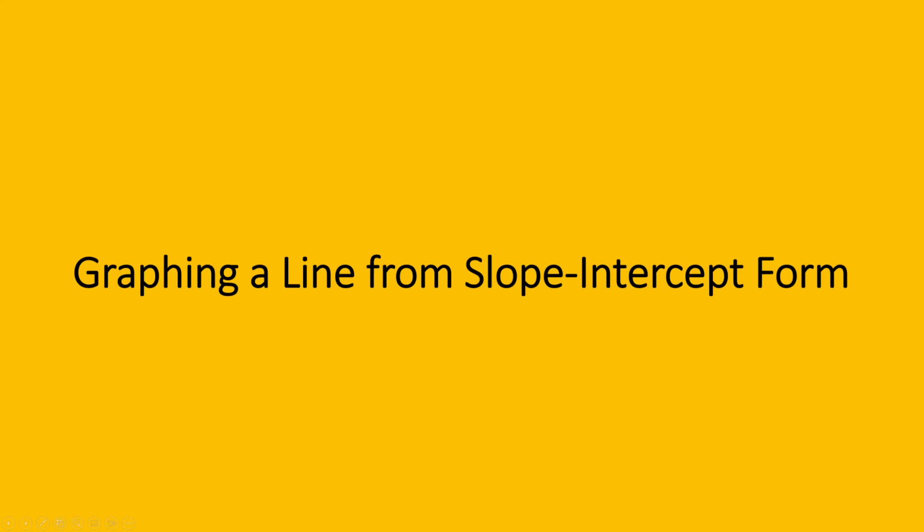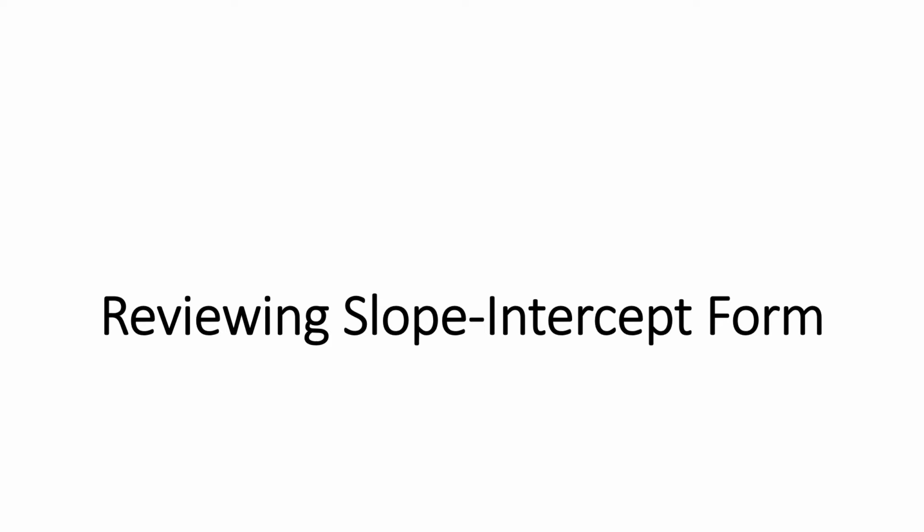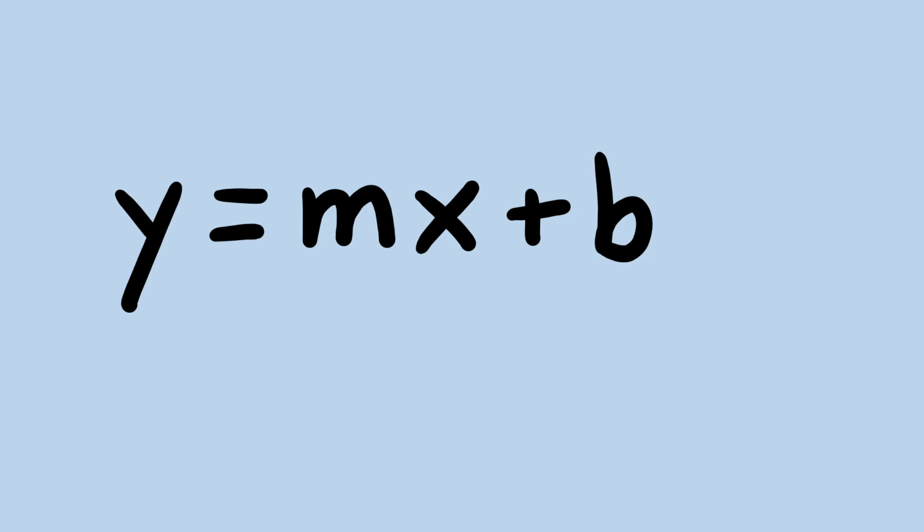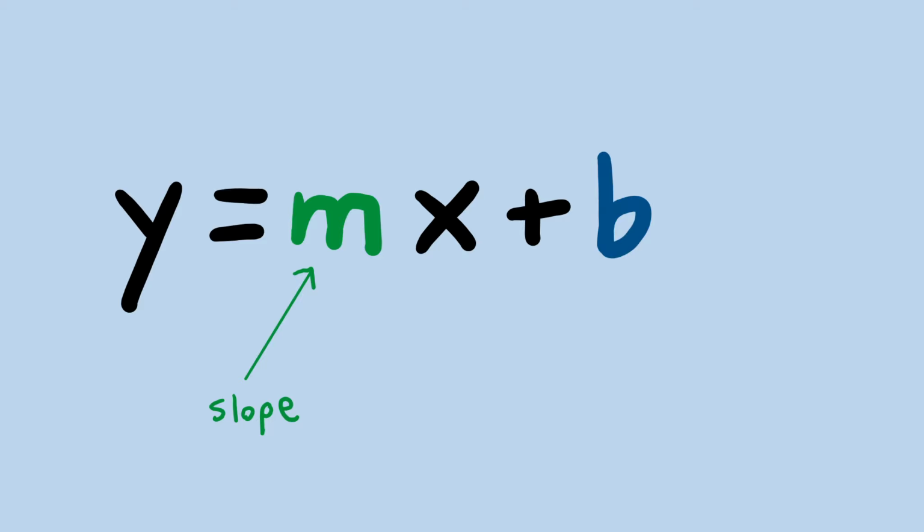Hello and welcome to a quick lesson on how to graph a line from its slope-intercept form. Let's begin by reviewing what slope-intercept form is. Slope-intercept form is always going to be y = mx + b. In this formula, m will always stand for slope, and your b will always stand for your y-intercept.